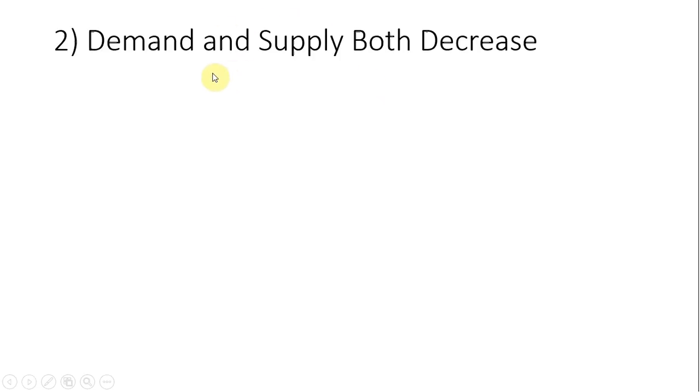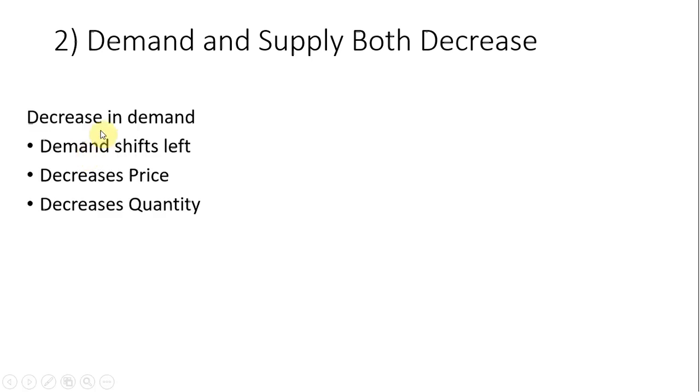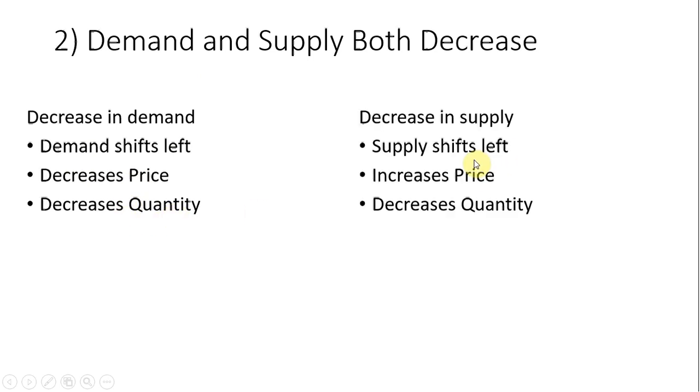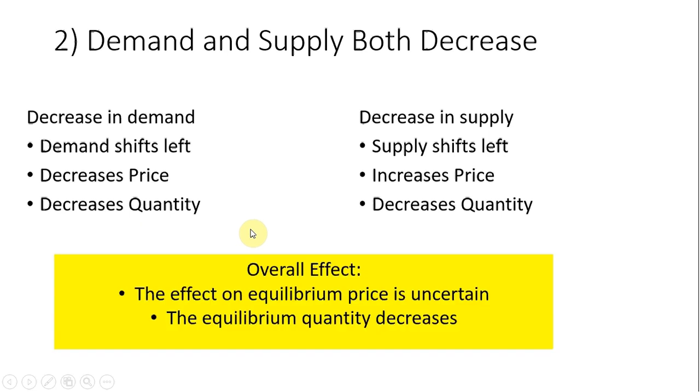Here, demand and supply both decrease. Both curves shift to the left. A falling demand curve means that the equilibrium price and quantity will be lower. A falling supply curve, a decrease in supply, will lead to a higher price but a lower quantity. So what do these effects have in common? The price effects are going in opposite directions, so we don't know what's going to happen to the price, but for the quantity, we can predict that the equilibrium quantity will be lower.